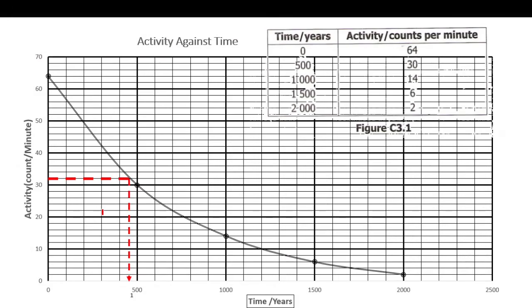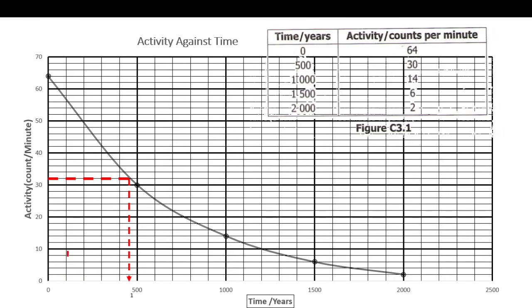When we come to the graph, activity behaves like the amount that we have. The initial amount was 64. So half of 64 is 32. We come to 32, then draw a dotted line towards the curve. When it strikes the curve, we drop it straight down to the point where the time is.